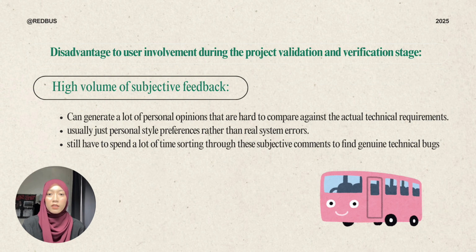Next, a disadvantage of user involvement during the project validation and verification stage is the high volume of subjective feedback. From my perspective as a programmer, involving users can generate a lot of personal opinions that are hard to compare against the actual technical requirements. For example, while testing the bus photos or operator reviews on the search results page, users might complain about minor details such as the color of the star ratings or the size of the text.